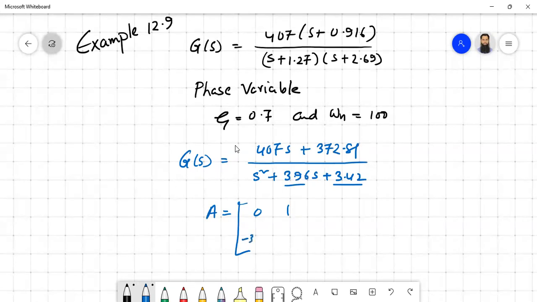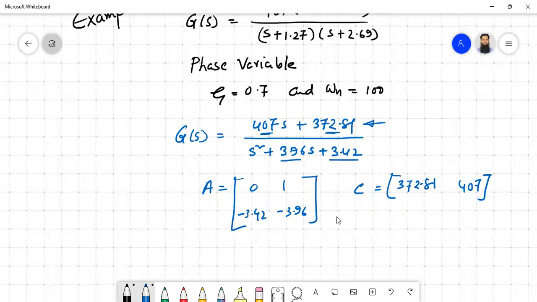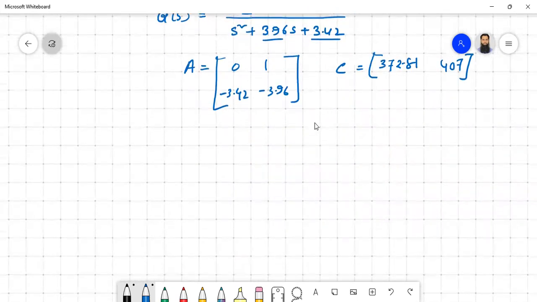So minus 3.42, minus 3.96. And what about our C matrix? C matrix is the output equation that is related here. So basically, this is the coefficient of x1, this is our constant, and this is the coefficient of x2 or s. So in the reverse order, as we see, 372.81 and 407. So after obtaining this one, or even before obtaining this one, you can also go for your signal flow representation.